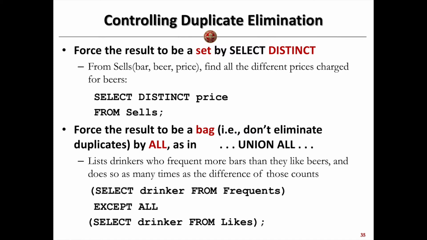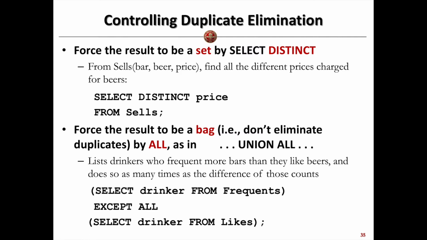We do so by forcing the result to be a set. Therefore, we can write down the query like this: SELECT DISTINCT price FROM Sales; In this way, we can return all the different prices. In the returned result, we have no duplications at all because we have this DISTINCT keyword here.